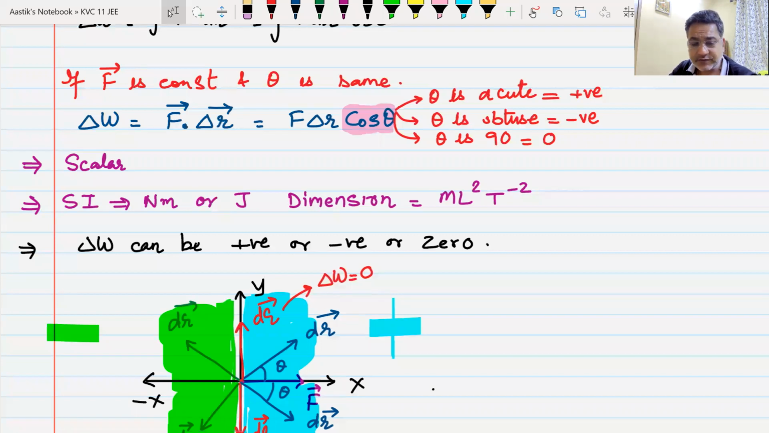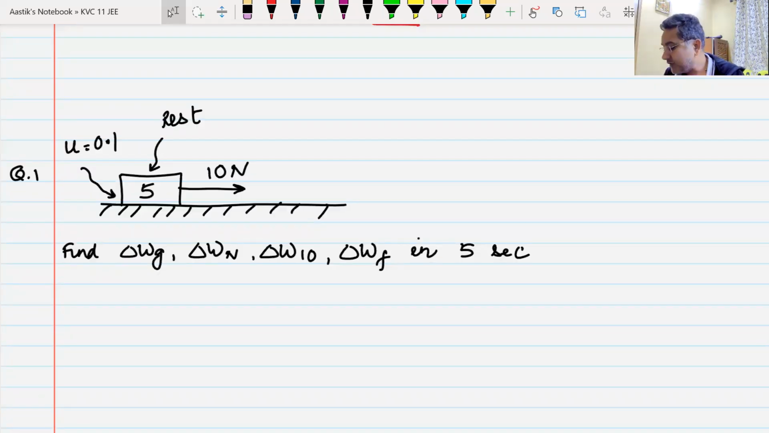Then we must also remember what we were doing in the last class. I think we were discussing a question, and this was the question. You have to find the work done by gravity, work done by normal reaction, work done by the 10 Newton force, and work done by friction in 5 seconds. Did anyone try this question? Only one? No one else? One, two, three. Okay.